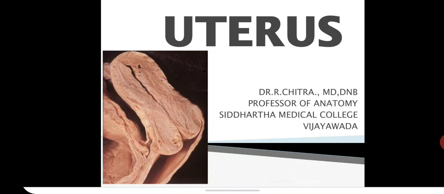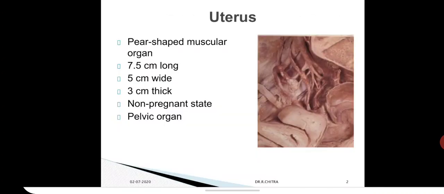Uterus is a pear shaped, inverted pear shaped, thick walled muscular organ. So we have to begin with the situation. It is situated obliquely in the lesser pelvis, between the urinary bladder below and in front, and the rectum and the sigmoid colon above and behind. You can see in the image, in front is urinary bladder and below, rectum is above and behind.